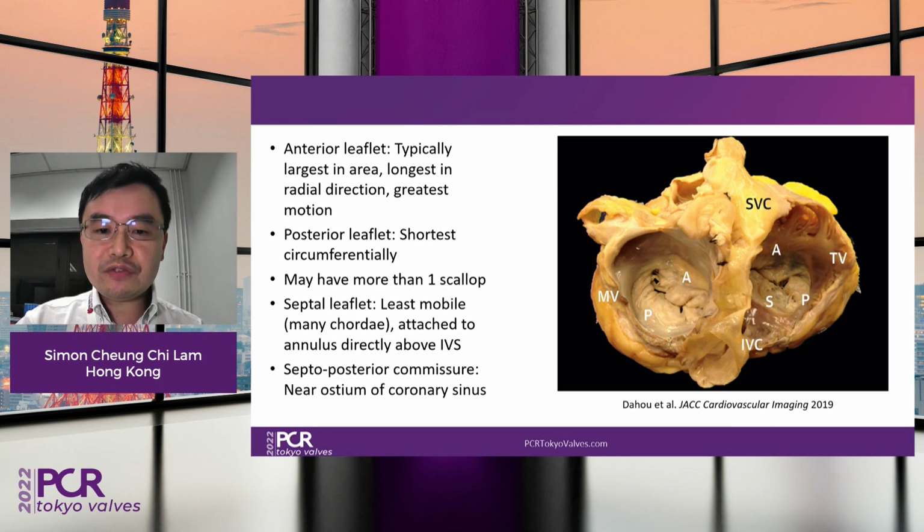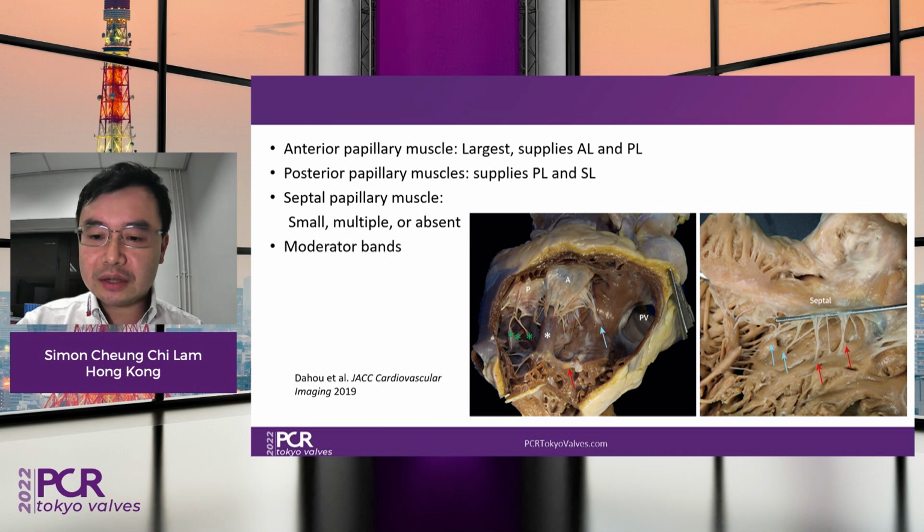The anterior leaflet typically is the largest in area, longest in radial direction, and with the greatest motion. The posterior leaflet is shortest circumferentially and may have more than one scallop. The septal leaflet is least mobile because of the chordae attached. It attaches to the annulus directly above the IVS, and the septal-posterior commissure is near the ostium of the coronary sinus. There are a lot of papillary muscles and moderator bands.